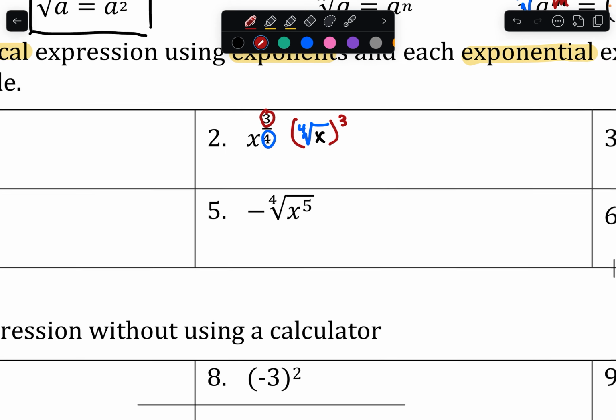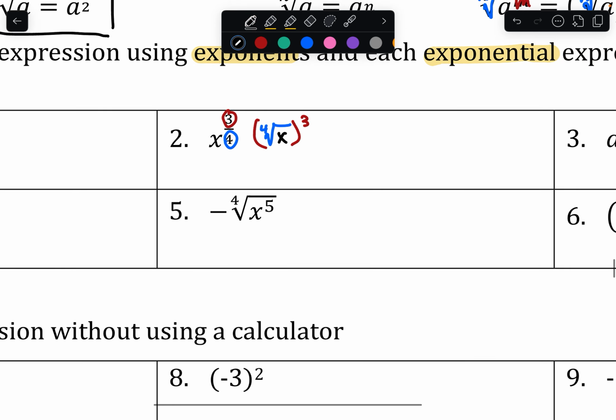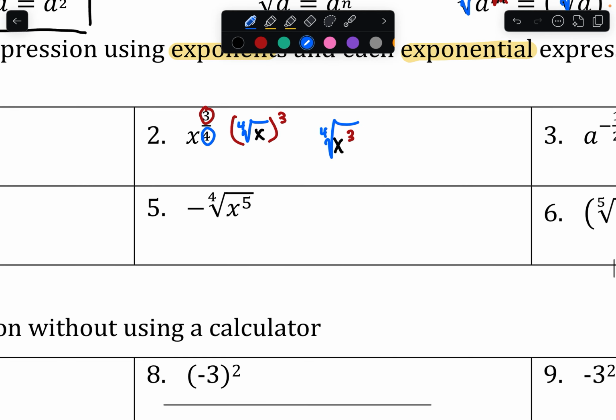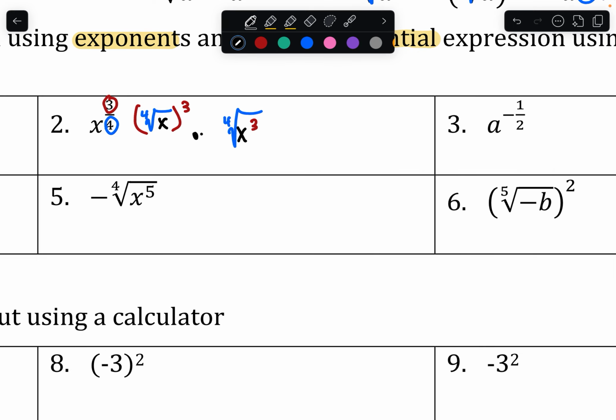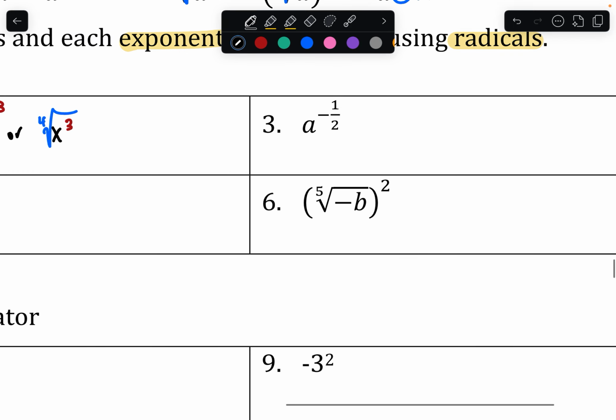Okay, I always put the root first. You could put the cube first, but if you can imagine, if you cube a number and then try to take the 4th root, that's going to be a lot more challenging because you're going to be trying to take a 4th root of a big number. Okay, here we have a negative exponent. Don't change anything until you use the property to move that to the denominator, and then you can rewrite a to the 1/2 power as square root of a.